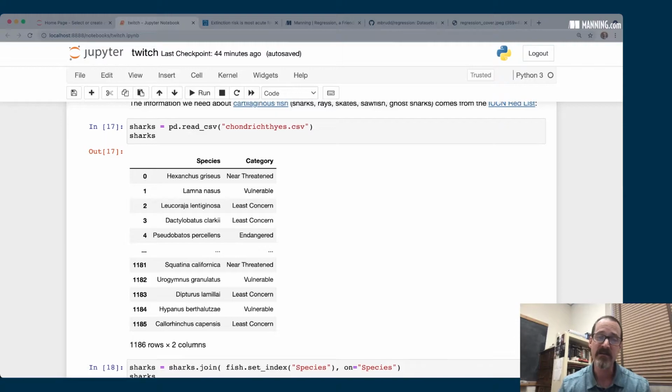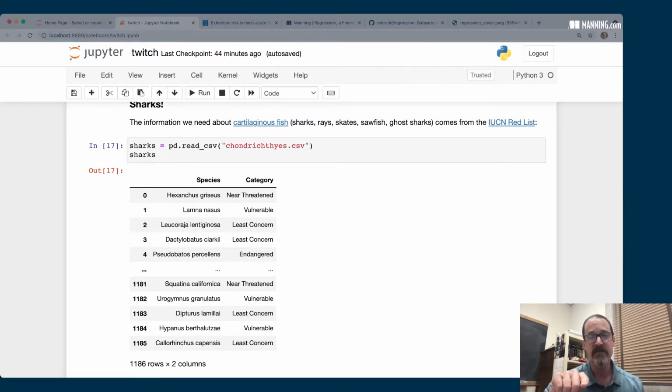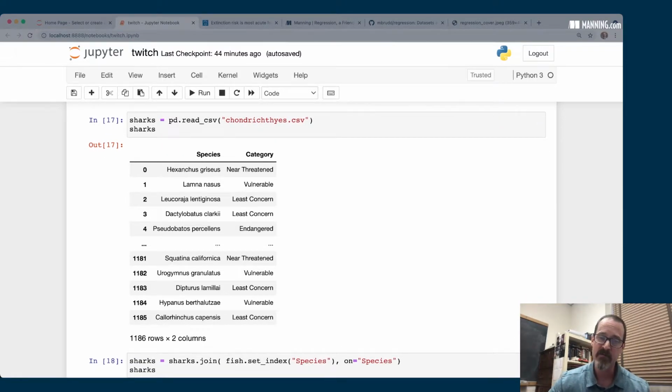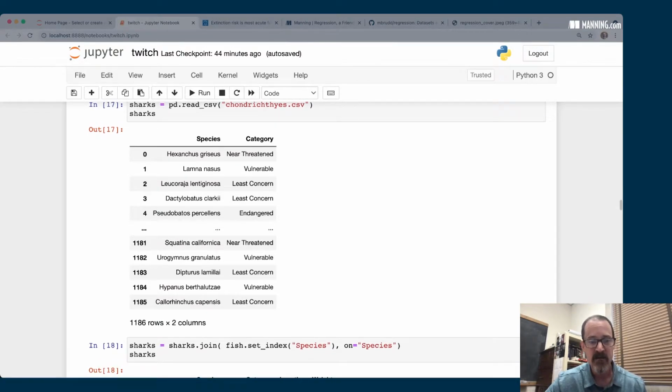You can see that from the Red List, you get this category. Is the fish near threatened? Is it vulnerable? Is it of least concern? Is it endangered? All these different categories. And we're going to convert that category into a binary response variable in just a second, and then we can do logistic regression. But first, we're going to take this data set, join it with our fish data, get rid of the missing data, and so on. So this next little bit is just some data cleaning.